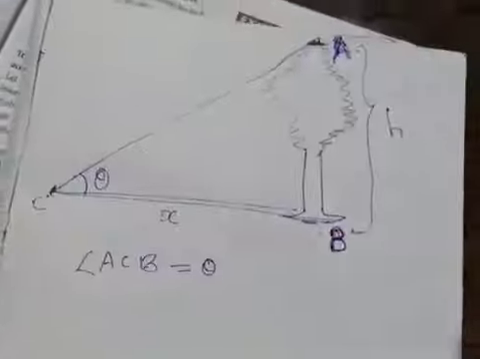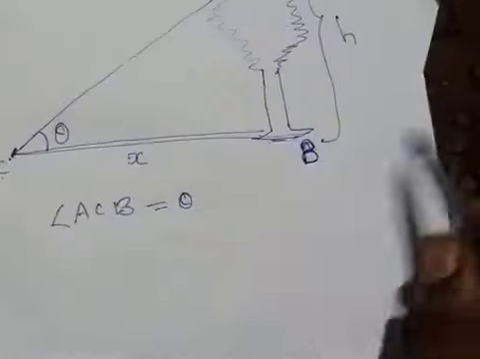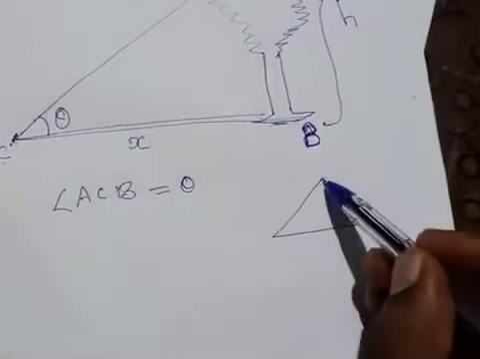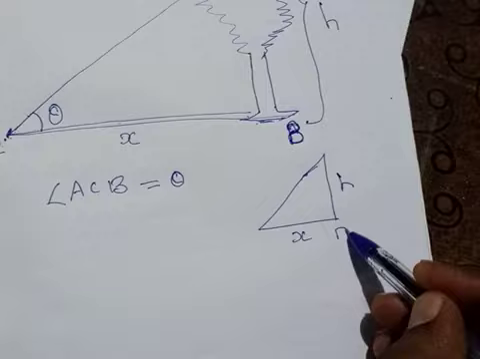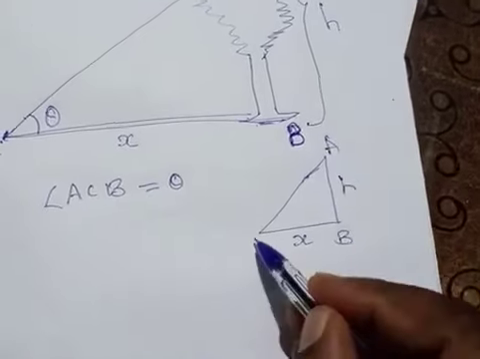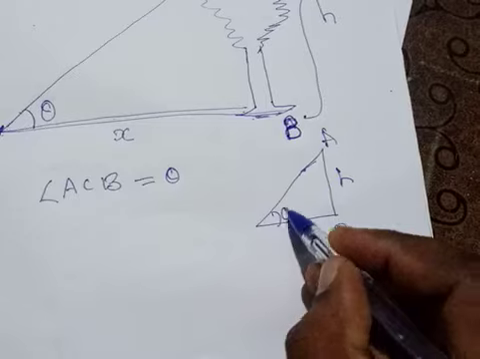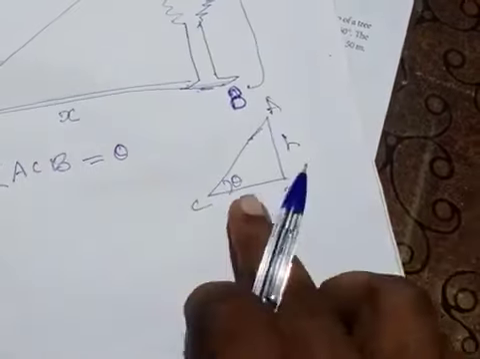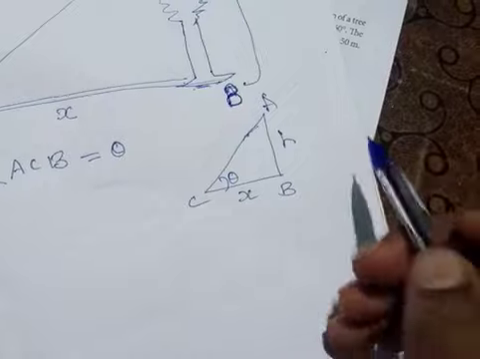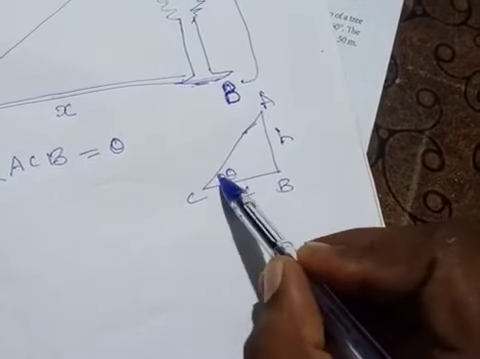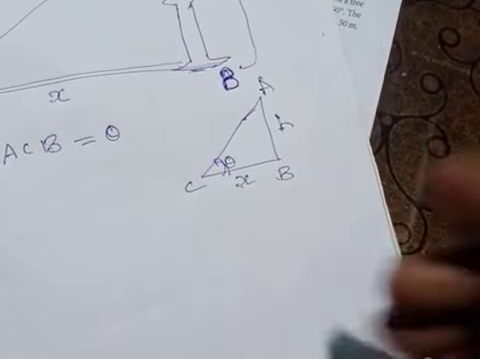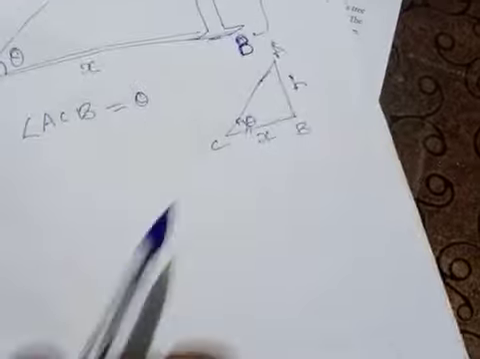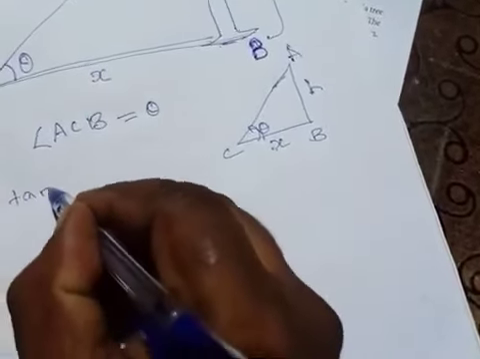Now we'll see how you can measure this. Now you have got a right angle triangle like this. This height is h, this is x, this is B, this is A, and this is theta. This point is C. Now in this right angle triangle, this is the opposite side of theta and this is the adjacent side. So you can find this using tan theta.